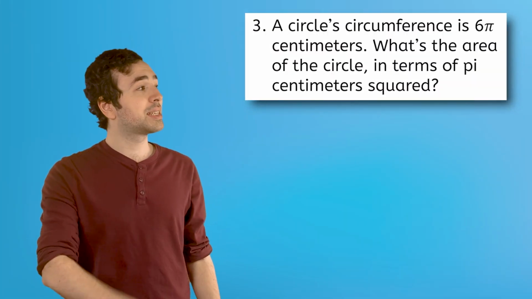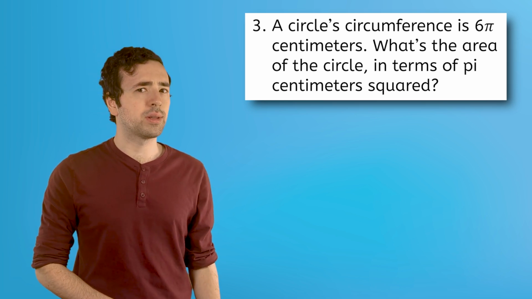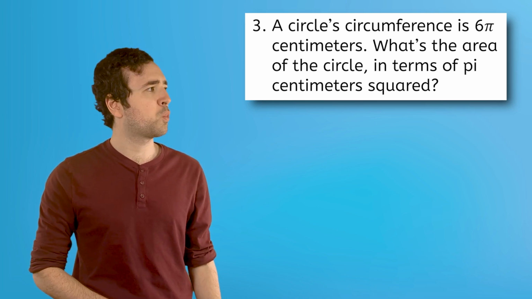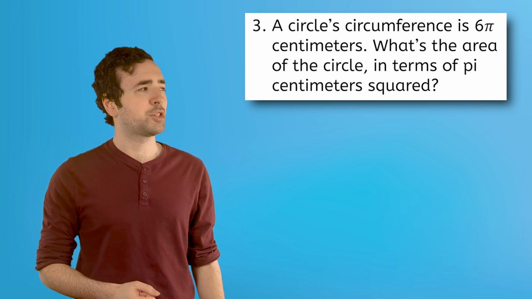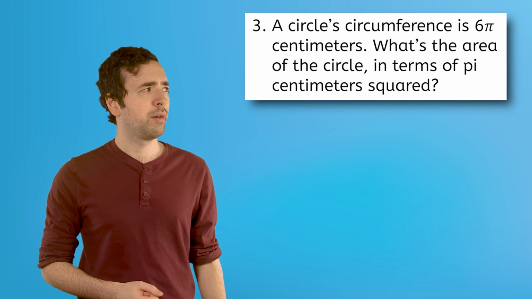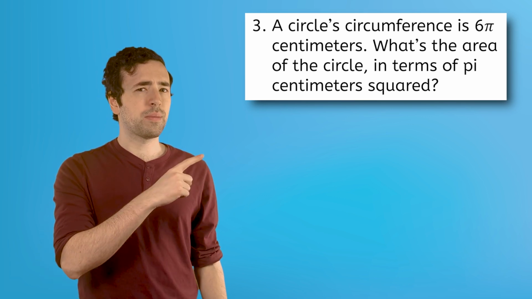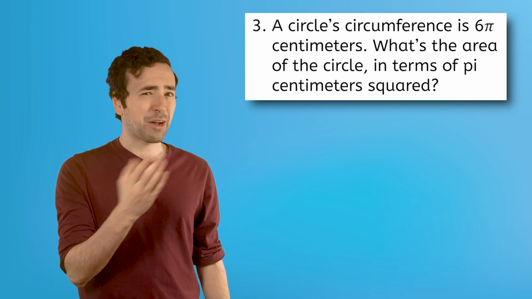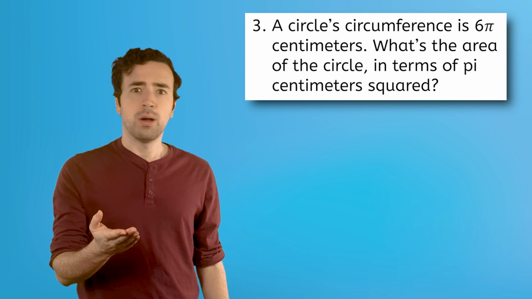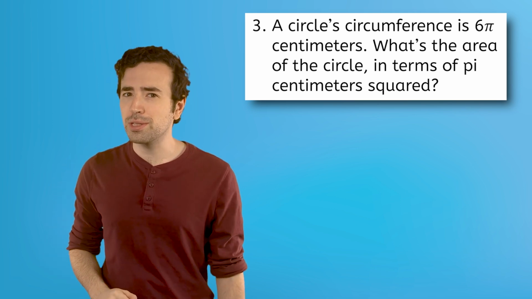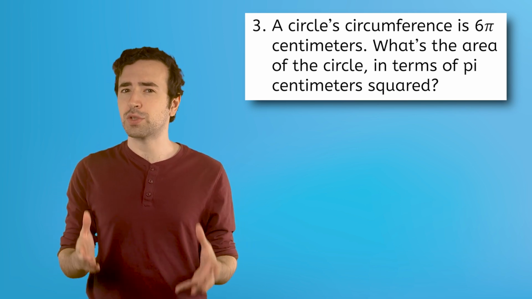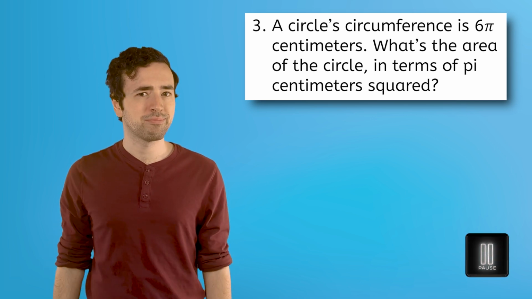Example 3 says, a circle's circumference is 6 pi centimeters. What's the area of the circle in terms of pi centimeters squared? Ooh, this problem doesn't tell us the radius either. How can we find the area? Do you remember the two formulas you can use to find the circumference of a circle? Write them down now.